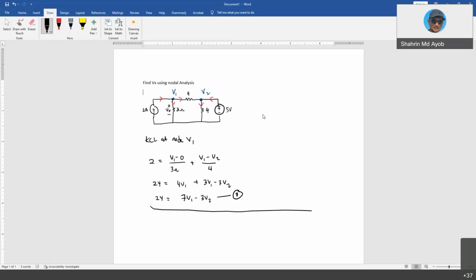Right now we have already obtained the equation at node V1, so now we go for node V2. Please be reminded that, as you can see, node V2 is connected with a voltage source.